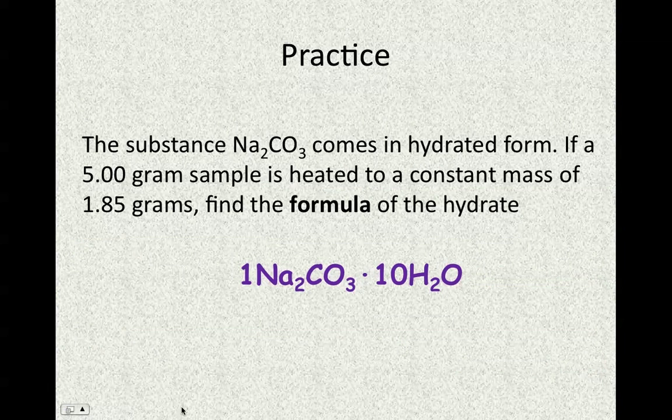Those 2 numbers then get plugged in as coefficients, not as subscripts, because we're doing this a little bit differently. So for every 1 sodium carbonate, I get 10 attached moles of water, and that is it. If we want to name this, we would name our ionic compound sodium carbonate, and then we're going to use prefixes to show how many waters are attached. So this particular hydrate is called sodium carbonate decahydrate.